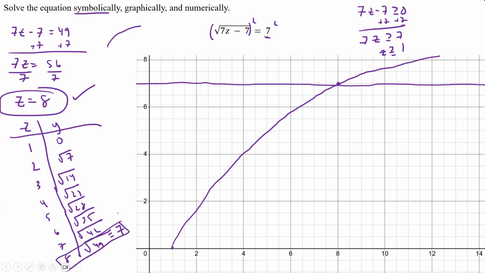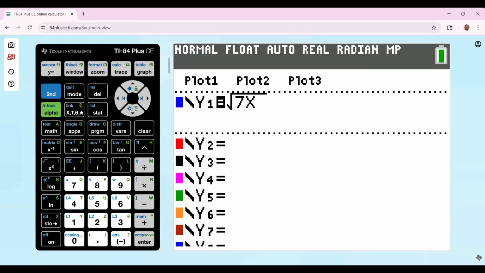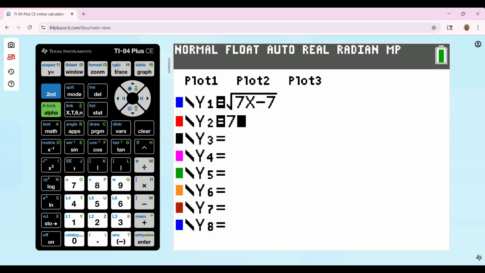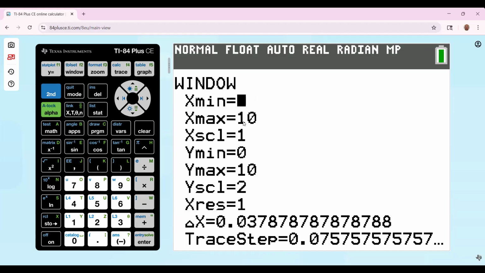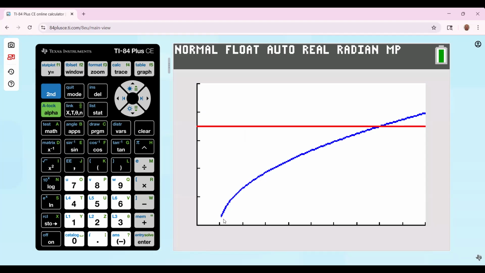Now, let's do this piece here on the calculator and the graph on the calculator to kind of show that that's also what we're going to see. So we're going to say, okay, well, we want the square root of 7x. We can't use z in this case, so we have to just use x minus 7. And we want that to be equal to 7. We're going to go from 0 to 10. Okay, that looks good. Now let's also do our table. So start at 0, go to 1. That'll work. So that's what it looks like here.